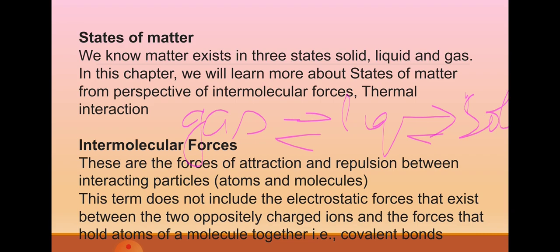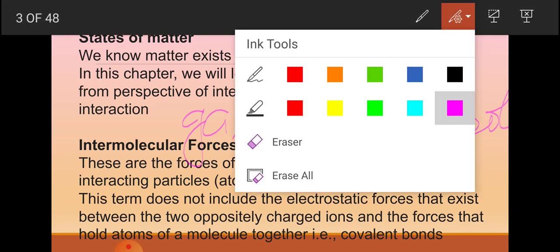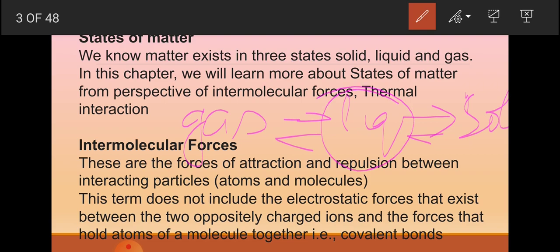So we can see that liquid state is the intermediate state between the gaseous state and solid state. Gaseous state is your completely random state and solid state is orderly arrangement of molecules. So liquid state is the intermediate state between gaseous state and solid state.